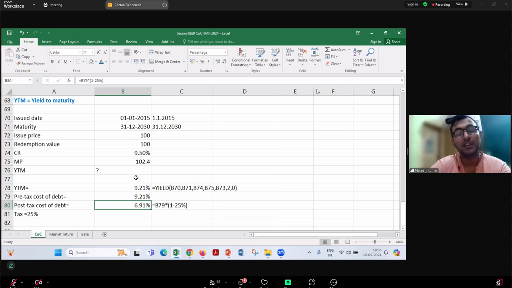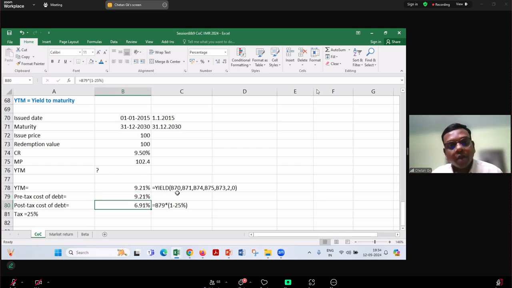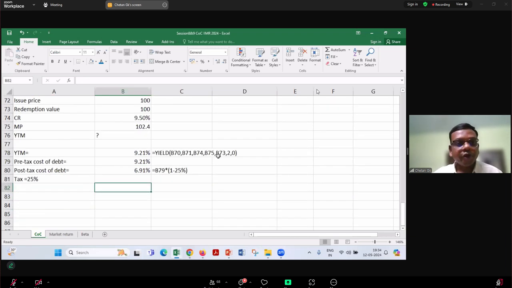Clear? This is our expenditure. That's why tax will be reduced. So 9.21, but effectively how much are you paying, how much is the cost of debt for us? 6.91, because we are subtracting the 25% tax rate, because of which that savings is happening. Clear? So this is how we should be doing it if the debt is publicly traded.